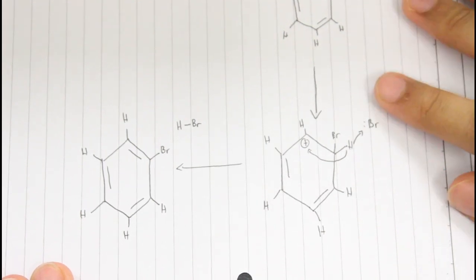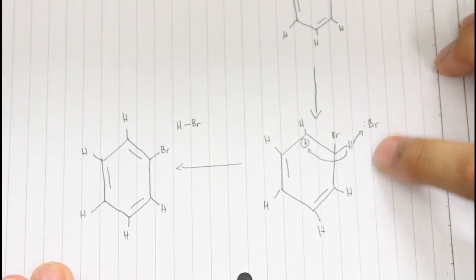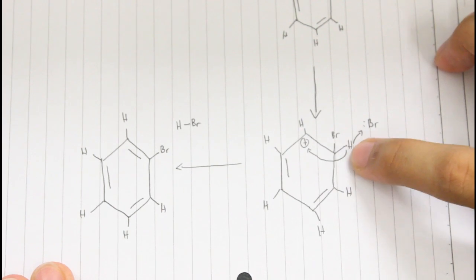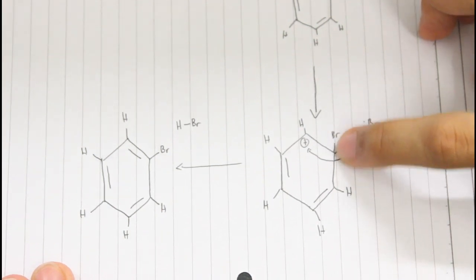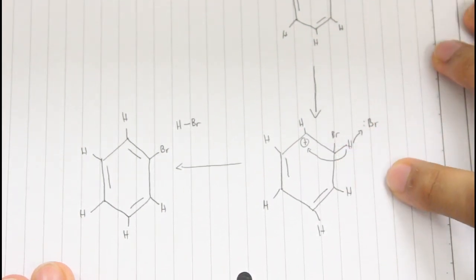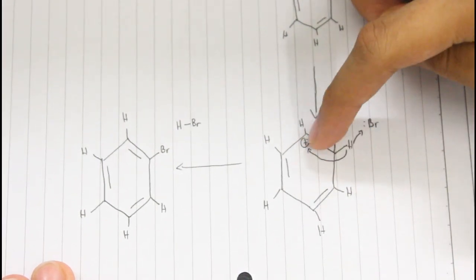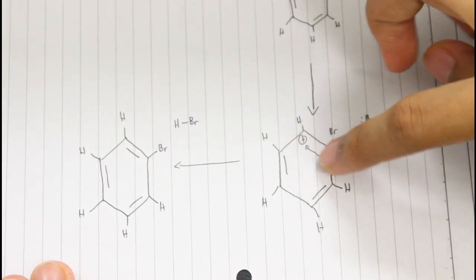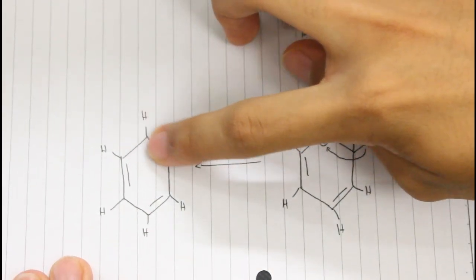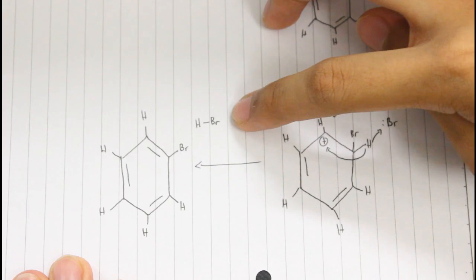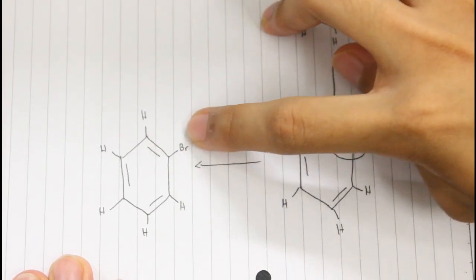Next, a base will grab the hydrogen attached to the same carbon that the electrophile attached to. The electron from the hydrogen will go to the positive charge in the benzene. The double bond will be generated again in the benzene and this makes benzene stabilize again. Benzene becomes aromatic again.